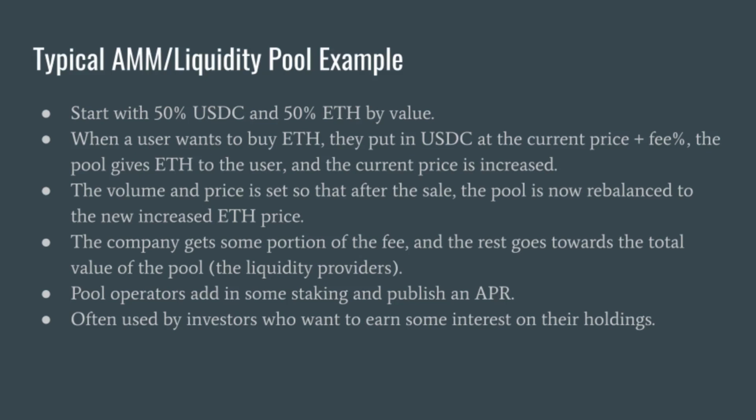The volume and the price are set so that after the sale, the pool is now rebalanced to the new increased ETH price. The pool operator or exchange gets some portion of the fee and the rest goes towards the total value of the pool, which is split among the liquidity providers. If the underlying asset has staking, the pool operator adds that in and then publishes an APR. This is often marketed to investors as a way of earning some interest on their holdings.